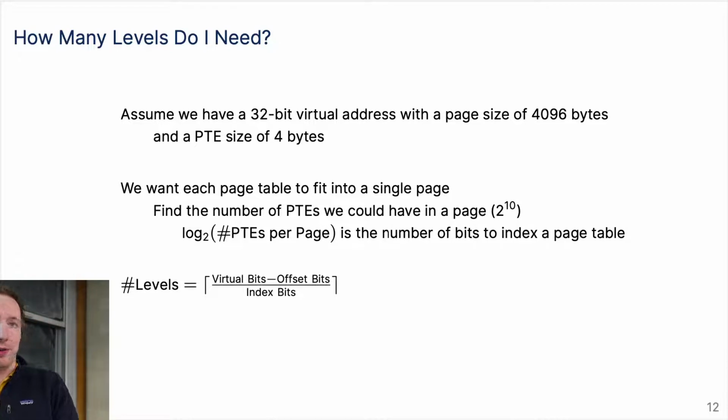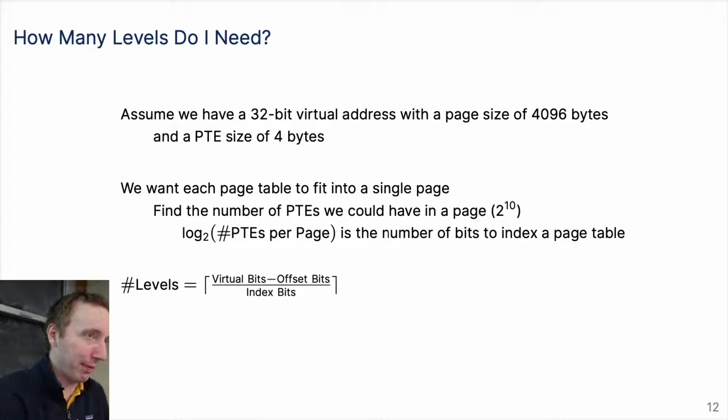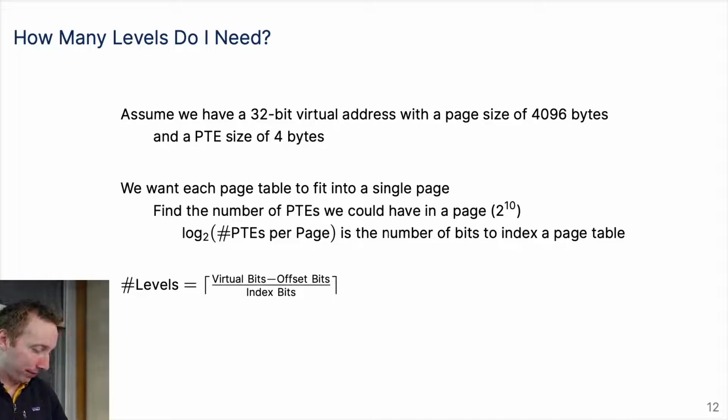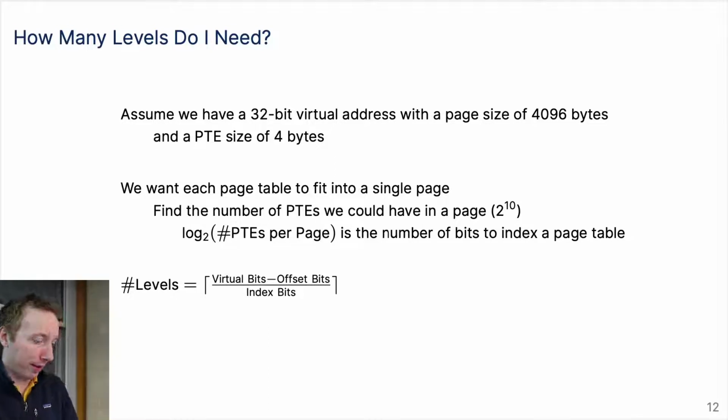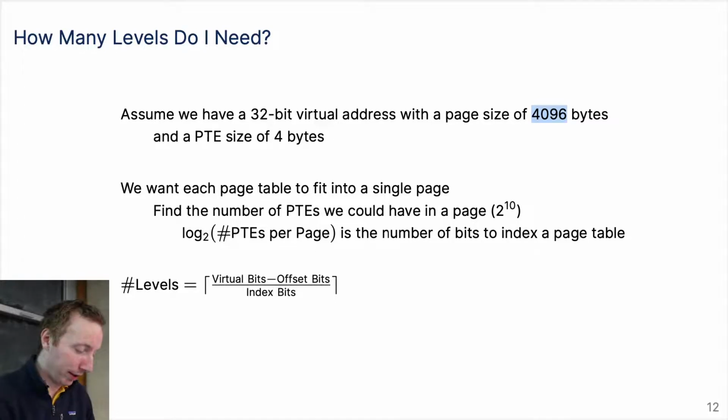So another fun question is, how many levels of page tables do I need? So if we go through this question, the question will always say what size virtual address and what the page size is. So in this case, it's a little bit different than what we saw before. We would have a 32-bit virtual address with a page size of 4096. So this is like old systems, pre-2000 systems, where things were actually 32-bit.